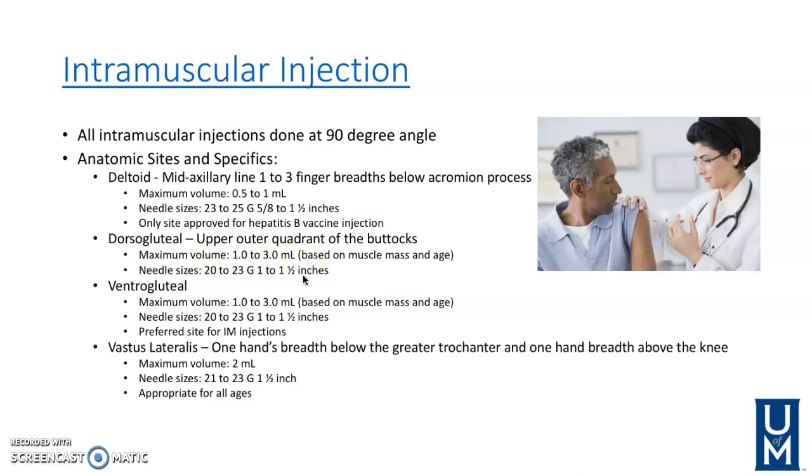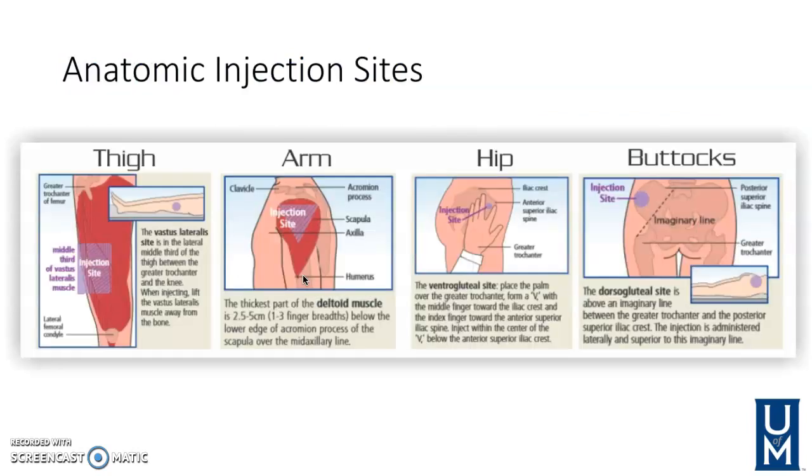Our ventrogluteal site. I'm actually going to move to the next slide so you can see where this is actually located. So this is our hip. This is our ventrogluteal site. And how we find this is we put our palm on the greater trochanter. So that's the most bony prominence of our hip. We place our hand up, facing upwards with our fingers. We find the top of the hip, and then we move our middle finger and our pointer finger apart so that we can find right where that muscle would be.